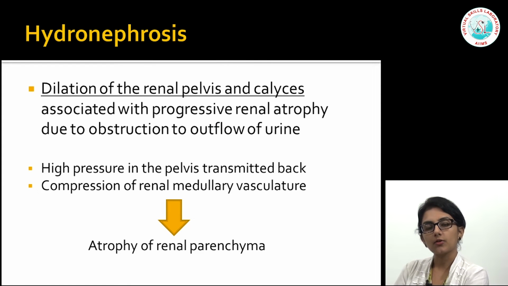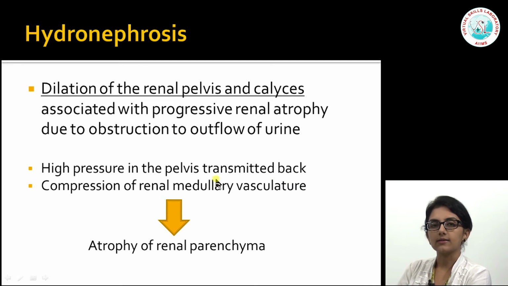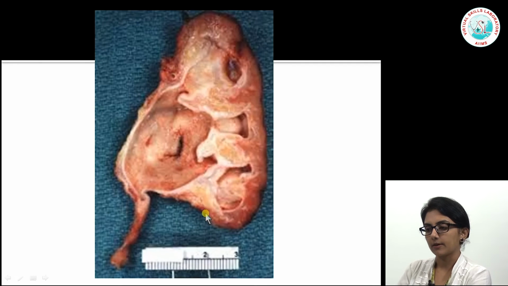So, obstruction or obstructive uropathy presents as hydronephrosis, which is defined as dilation of the renal pelvis and calyces with urine, and the back pressure would result in progressive renal atrophy. This high pressure in the pelvis transmits back, and all of this also results in compression of the capillary vasculature, producing an ischemic state, and all of this results in atrophy of the renal parenchyma. And that is the classical gross picture of a case of hydronephrosis.